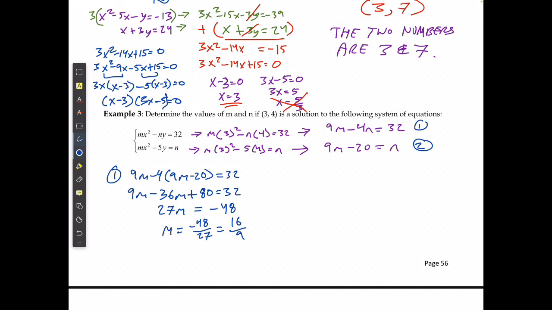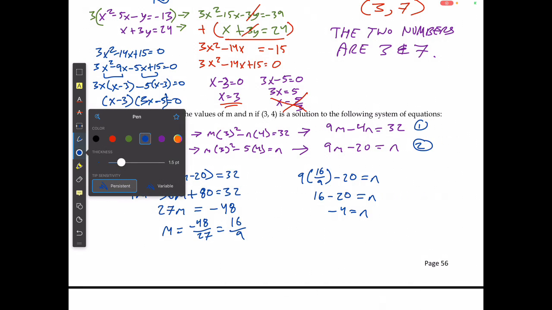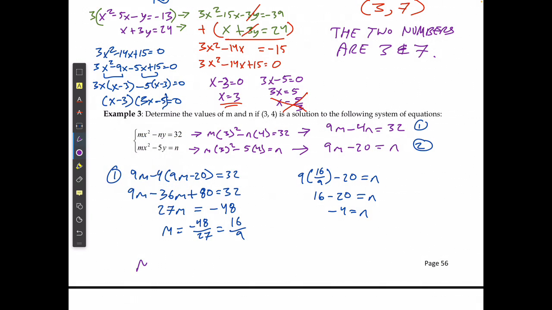If that's true, I can put this back into equation 2 and say that if I have 9 times 16 over 9 minus 20, then 16 minus 20 is equal to n, or negative 4 is equal to n. And in this case, m is 16 over 9, and n is negative 4.